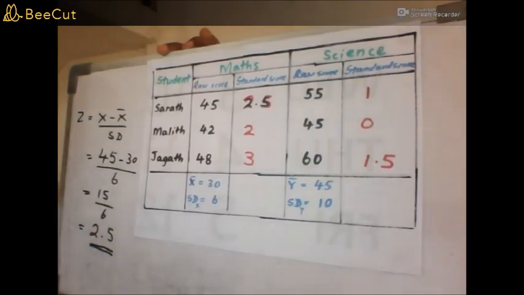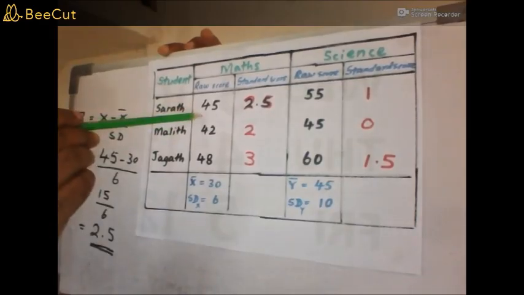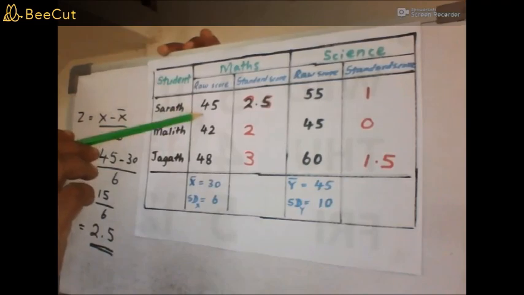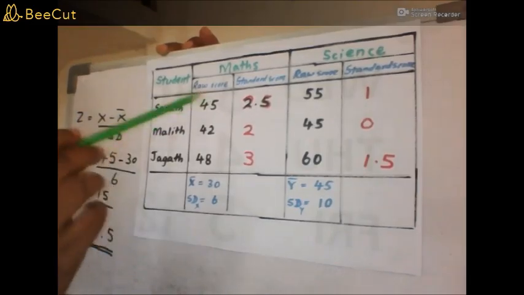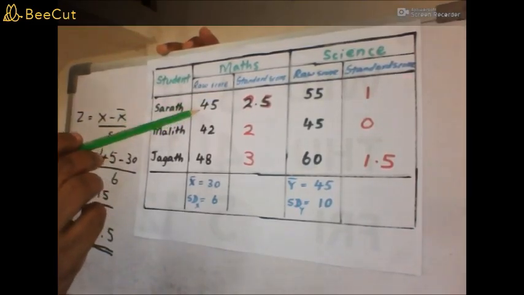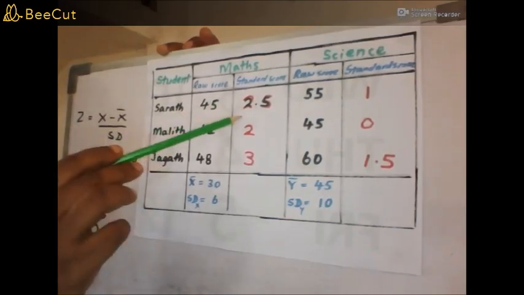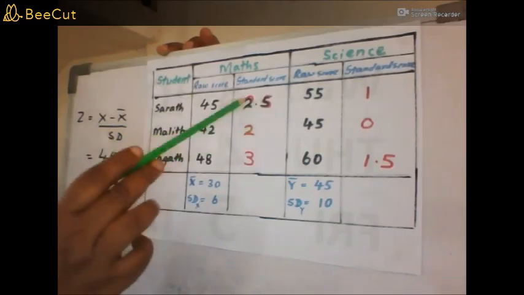For example, Sarath has scored 45 for maths. We tend to think that he is weak in maths because it's below 50. In general, we say below 50 is weak. But when we consider his standard score, it is 2.5. Therefore, we can say his performance in mathematics is good within his group, right?